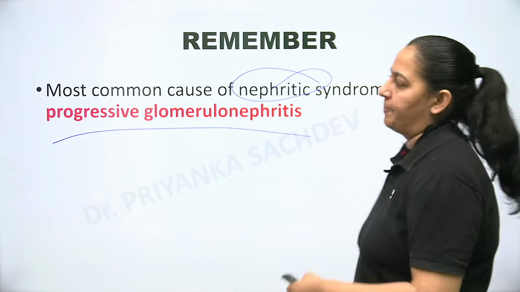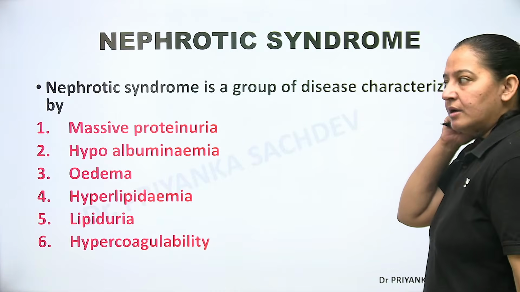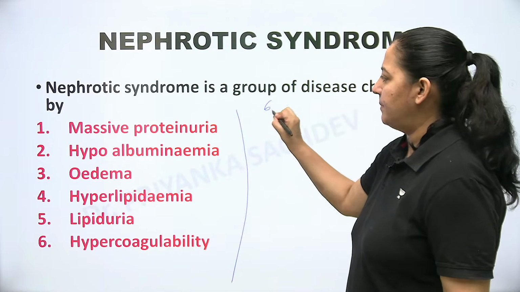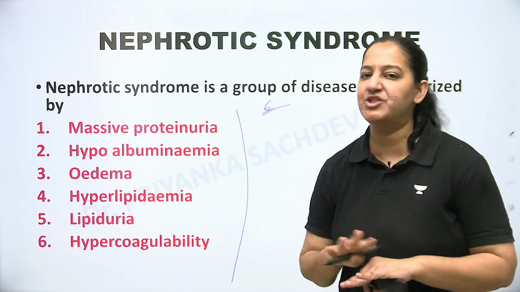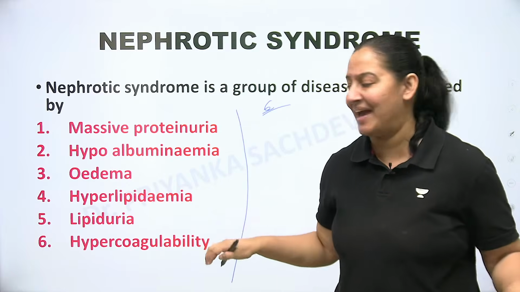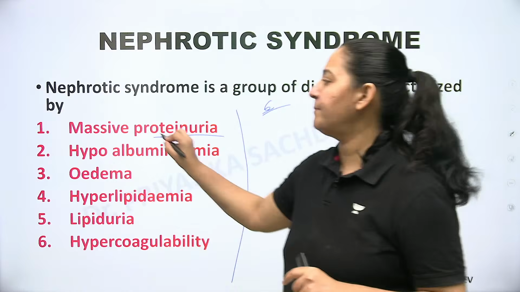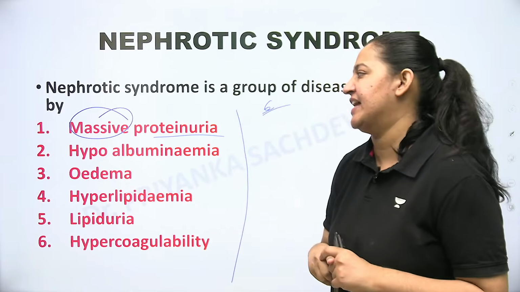Coming on nephrotic syndrome. I am done with nephritic. Coming on nephrotic syndrome. In nephrotic syndrome, 6 features are present in the patient, not 5. The first thing, hematuria is absent here. Directly start with proteinuria, but this time proteinuria is massive. It is severe.